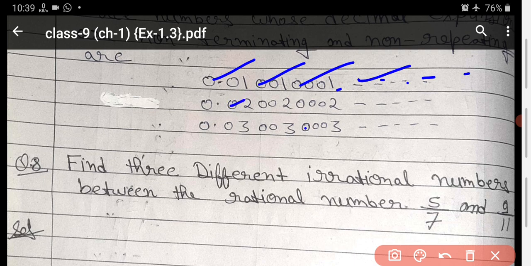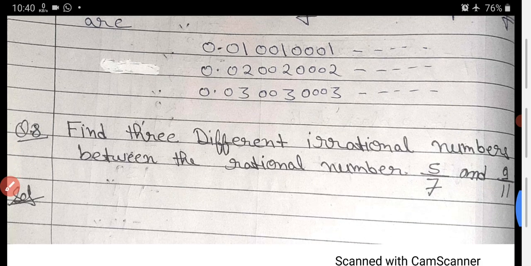Now take 02, 002, 0002, 402, 502, like that one. So it is non-terminating and non-repeating. Now take 03, 003, 0003. Now take 403, and then 503 like that one you can take. So it is the example of non-terminating and non-repeating because digit are not repeated here. Okay, now come on question number 8.